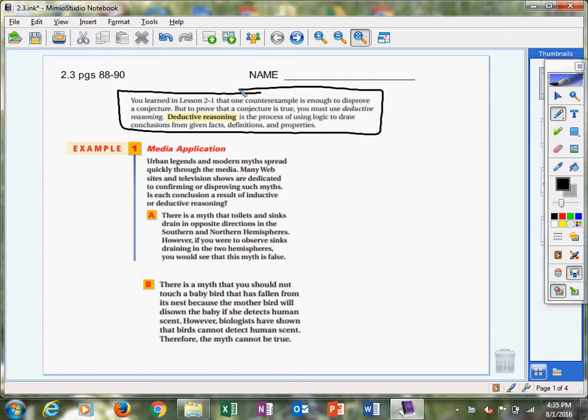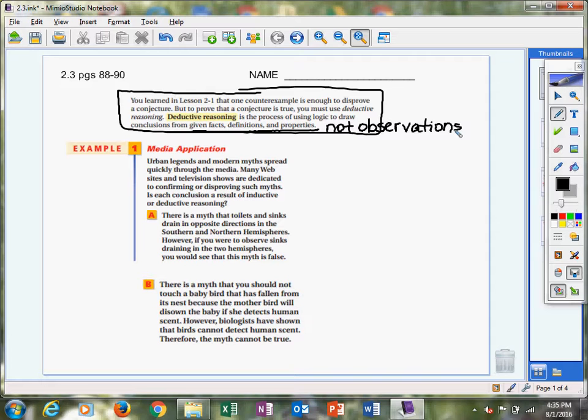We learned in section 2.1 that if you have a counterexample, that's enough to disprove a conjecture. But to prove that a conjecture is true, you have to use deductive reasoning. And this is what deductive reasoning is. It's the process of using logic to draw conclusions from given facts, definitions, and properties, not observations. If we're using observations of some patterns, then that's inductive. But if we're using scientific evidence or given facts, definitions, properties, then that's deductive reasoning.